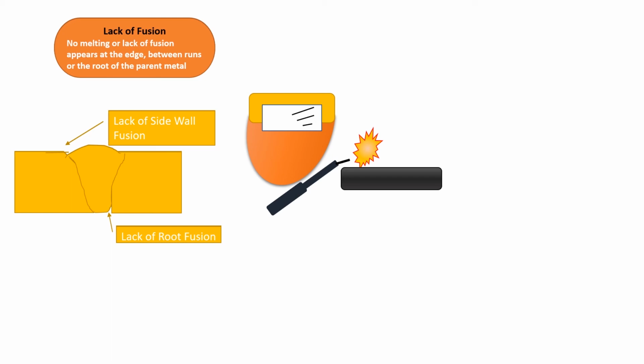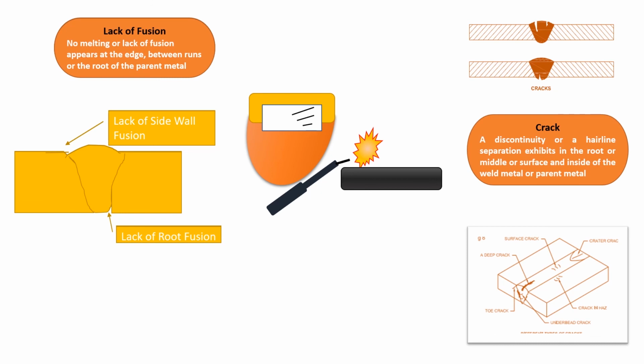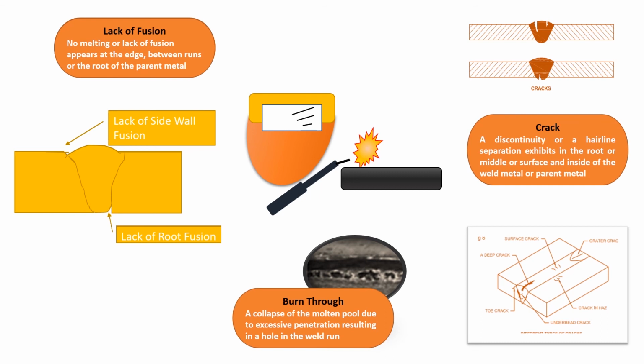the parent metal. Crack. A discontinuity or a hairline separation exhibits in the root or middle or surface and inside of the weld metal. Burn through. A collapse of the molten pool due to excessive penetration resulting in a hole in the weld run.